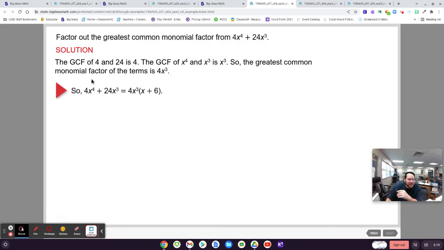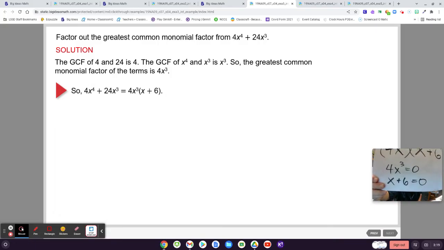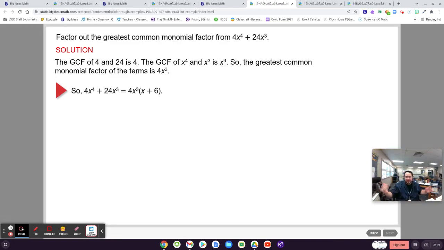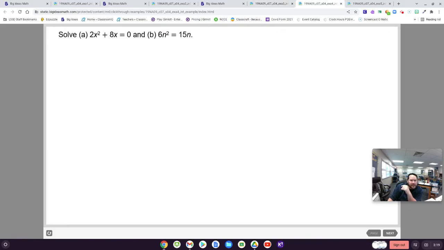Anyway, so you get x equals 0 for the first term, or x equals -6 would be the solution to the second term. So if x is 0 or -6, those will be our roots for this thing right here. Okay, let's try this one.